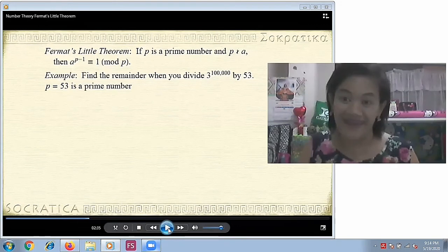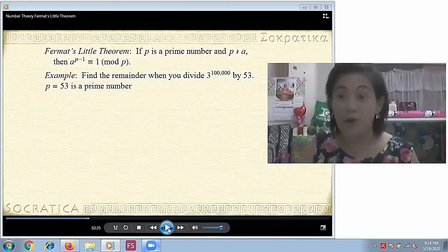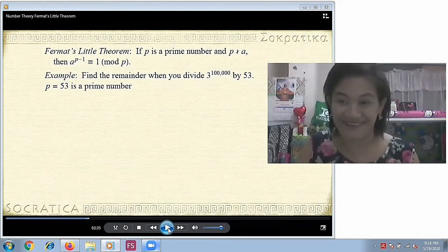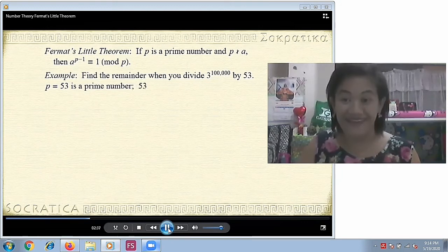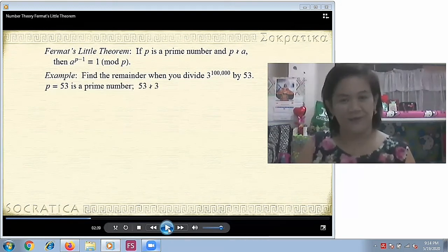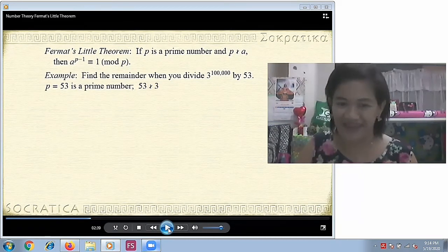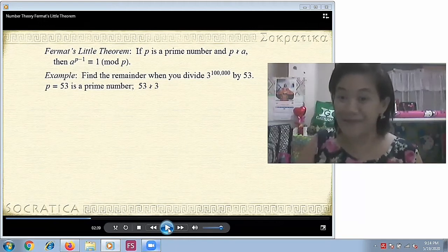Okay. And then, 53 divides 3, or 53 does not divide 3. Which is which? Yes, that's it. 53 does not divide 3. Okay, so P is a prime number. P does not divide A. So, in here, we can apply the Fermat little theorem.